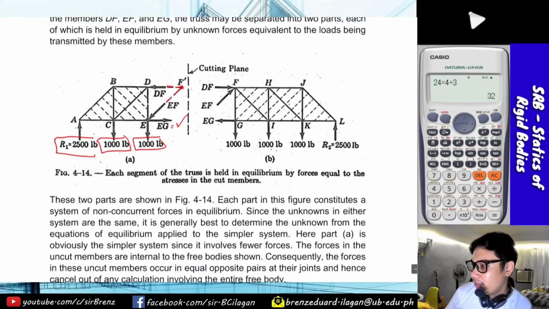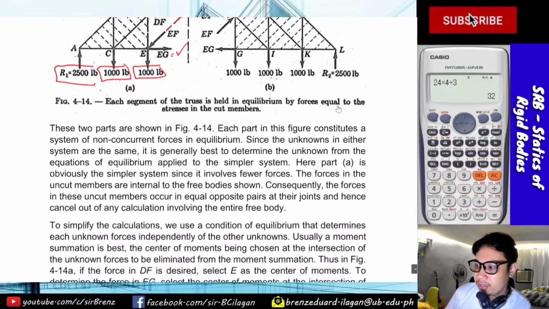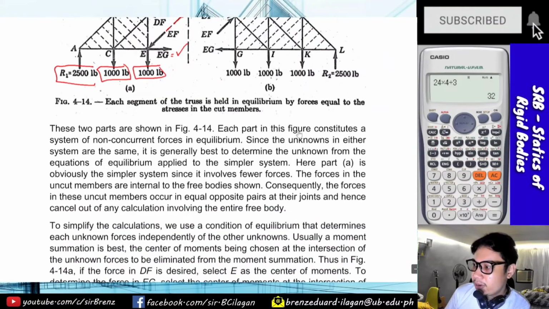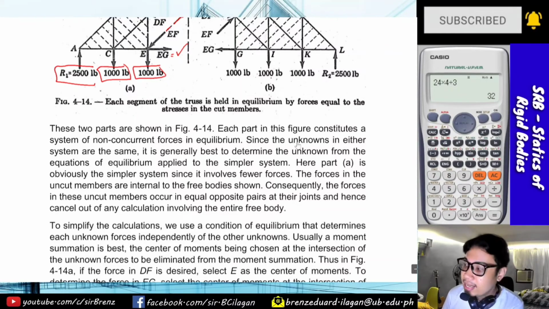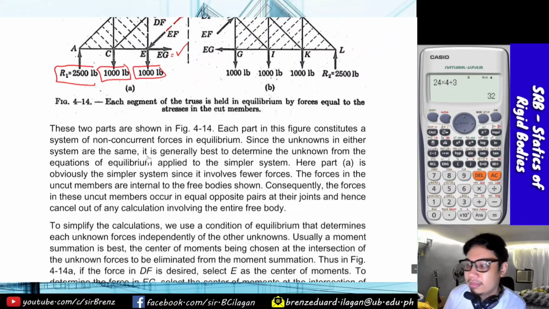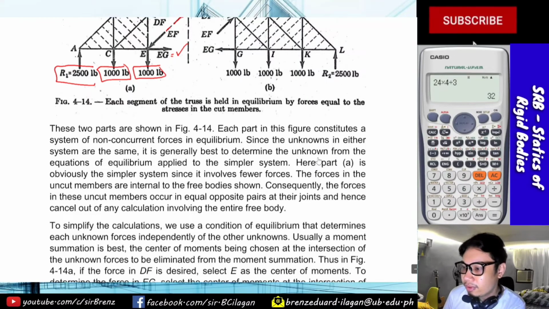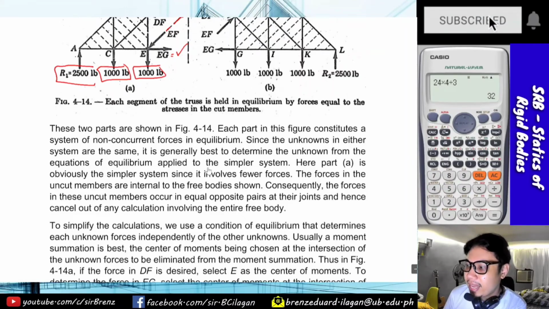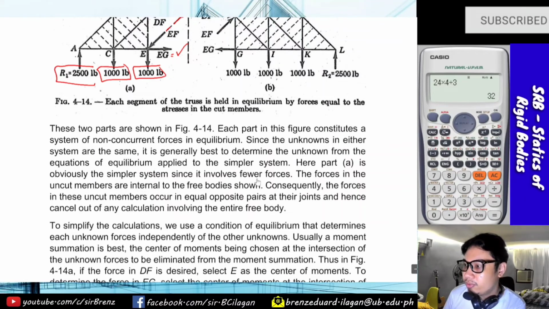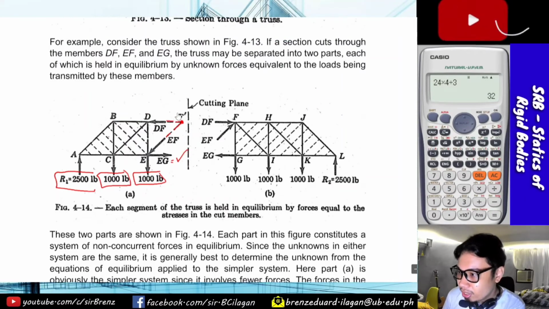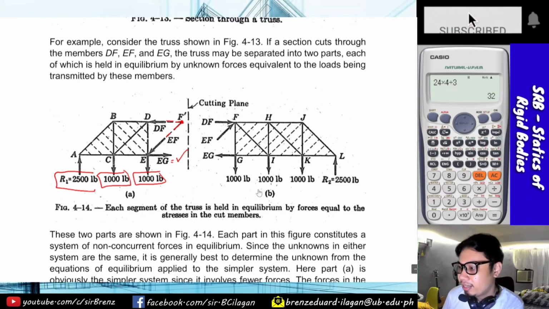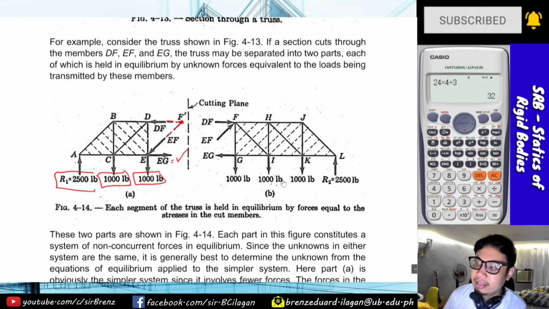Okay, so basahin natin yung sunod. So, these two parts are shown in figure 4-14. Each part in this figure constitutes a system of non-concurrent forces in equilibrium. So, since the unknowns in either system are the same, it is generally best to determine the unknown from the equation of equilibrium applied to the simpler system. Here, at part A, is obviously the simpler system since it involves the fewer forces. Okay? So, ayun nga, mas madali nga naman yung nasa left side kasi kung mapapansin nyo, ang forces lang is 3, unlike dito sa kabila na 4.